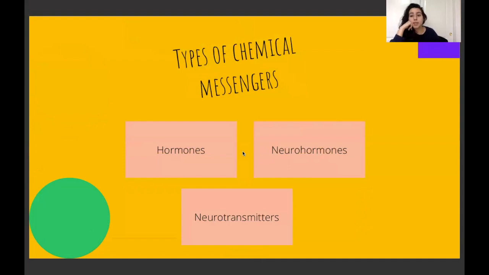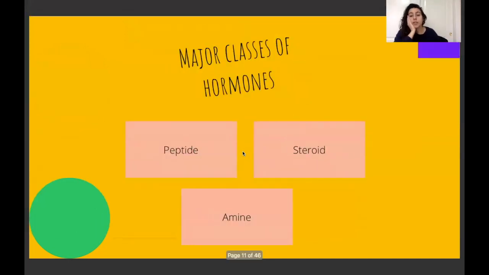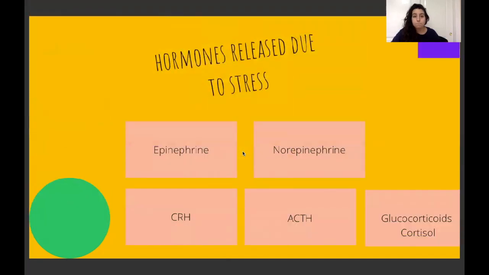Okay, so we have types of chemical messengers, hormones, neurohormones, and neurotransmitters. What is the difference between a hormone and a neurohormone? Which one of these goes through the bloodstream and which ones of these don't? We have a couple of major classes of hormones. So we have peptides, steroids, and amines. In terms of accessing the cells, how do all 3 of these differ from one another?